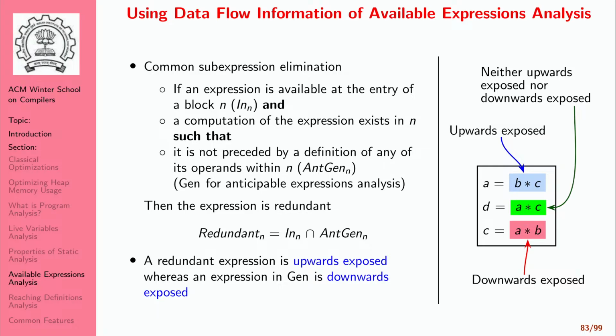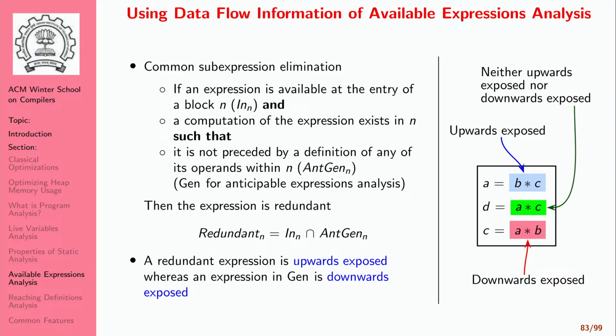Upwards exposed, downwards exposed mean the expressions are exposed because they are not covered by a definition of their operands. Upwards exposed meaning the value of A star B here and here will be same. Downwards exposed means the value of A star C here and here will be same. So if it's computed somewhere in the basic block and expression A star B is upwards exposed, meaning the value of A star B within the basic block and the start of the basic block will be same. That's the meaning of upwards exposed.